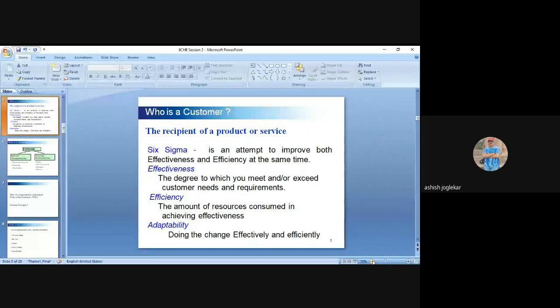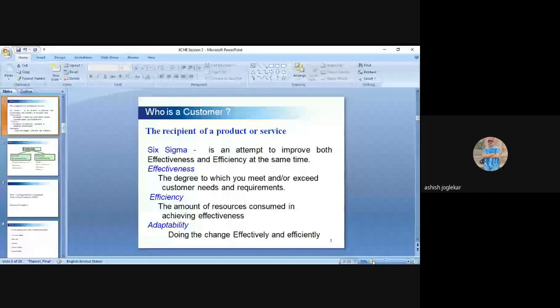So Six Sigma is an attempt to improve effectiveness and efficiency. Please keep a very close eye on these two topics: effectiveness and efficiency. What is effectiveness? The degree to which you meet the customer needs. And efficiency is the amount of resources consumed in achieving the effectiveness. So the customer wants effectiveness.